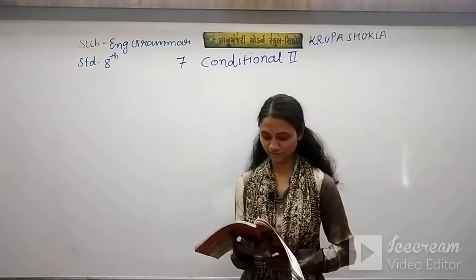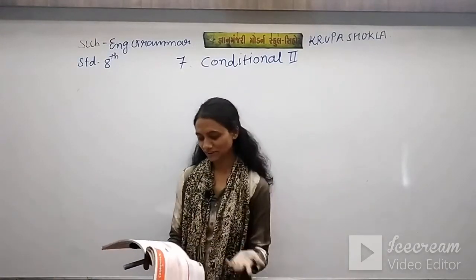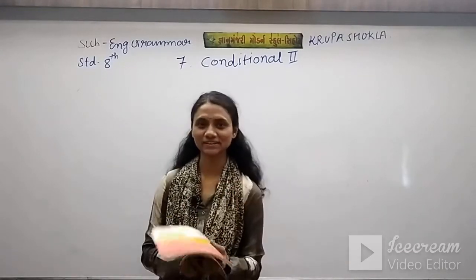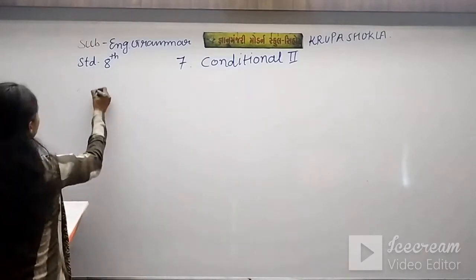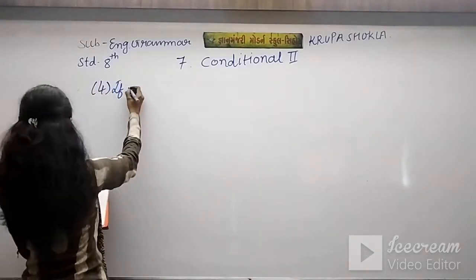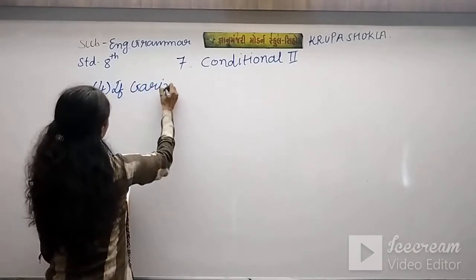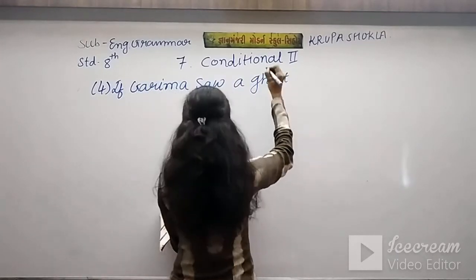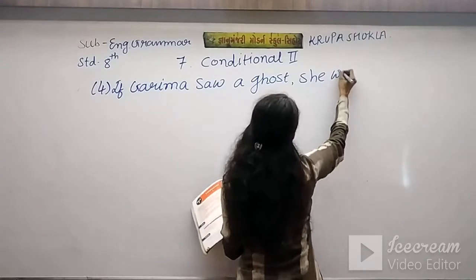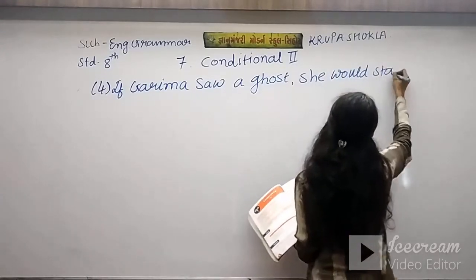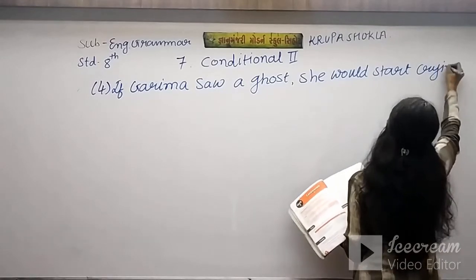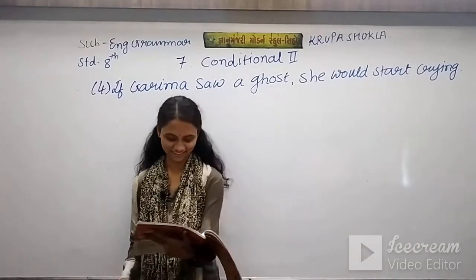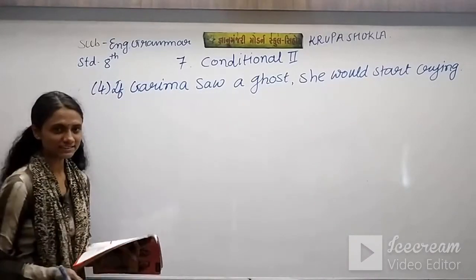Number 4 is, if Garima saw a ghost. Okay, so if Garima saw a ghost, she would start screaming. Crying, we can say. If Garima saw a ghost, she would start crying. Okay, students, so this is practice exercise B.